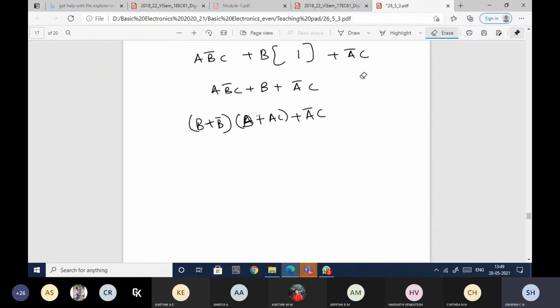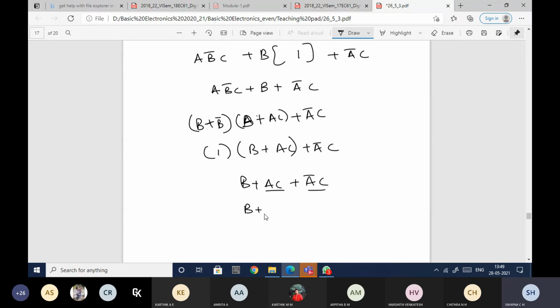So B plus B bar is nothing but 1 into B plus AC plus A bar C. Okay, so this is what I have: B plus AC plus A bar C. From these two terms I can take C common. So B plus C, if I take common, I'll be left with A plus A bar. So this will be equal to B plus C into 1. Okay, so it is nothing but B plus C.